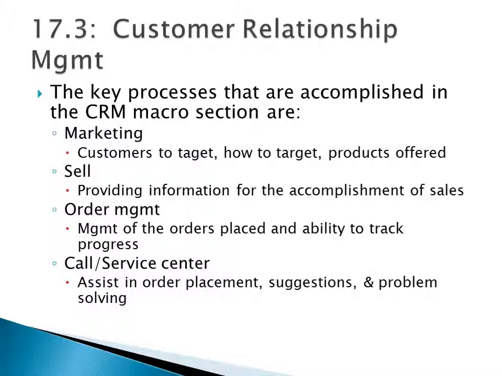The key processes accomplished in the CRM macro process are marketing, strictly the customers to target, how to target, and the products offered. Selling, where all the information is combined for the accomplishment of the sales. Order management, management of the orders placed and the ability to track that progress as it goes through to the customer. And call service center, to assist in the order placement, suggestions, and problem solving.